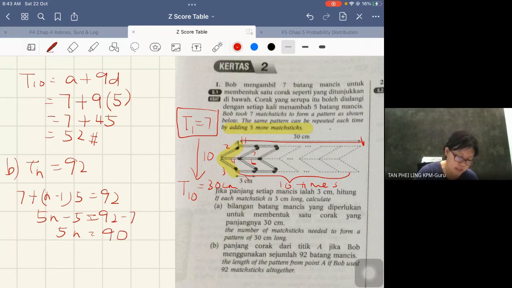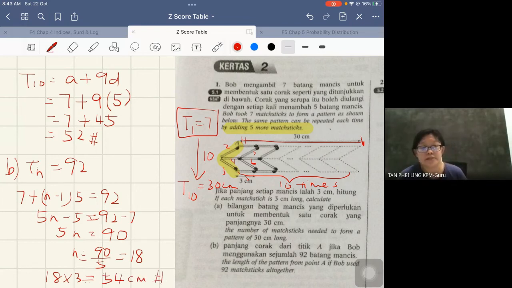So n will be 90 divided by 5, which will give you 18. So here it tells you that there should be 18 times repeatedly, right? So now you will take the 18, then only you times the 3 cm, so that you know that there are total of 54 cm. So that is the answer.